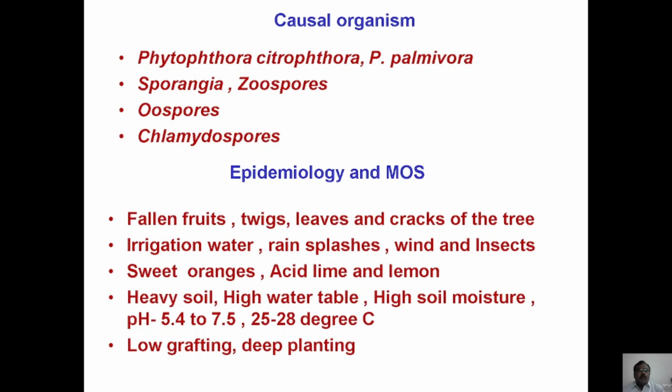The pathogen grows on the fallen fruits, on the infected twigs as well as on the leaves, and in the cracks developed on the tree. Irrigation water, rain splash, wind as well as insects are responsible for spreading the disease. Sweet oranges, acid lime and lemon are highly susceptible to this disease. Heavy soil, like black cotton soil, which has poor drainage capability, a high water table, high soil moisture, pH ranging from 5.4 to 7.5, and a temperature of 25 to 28 degrees favor the development as well as spread of the disease.